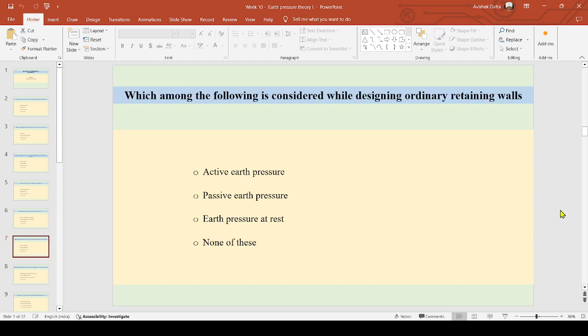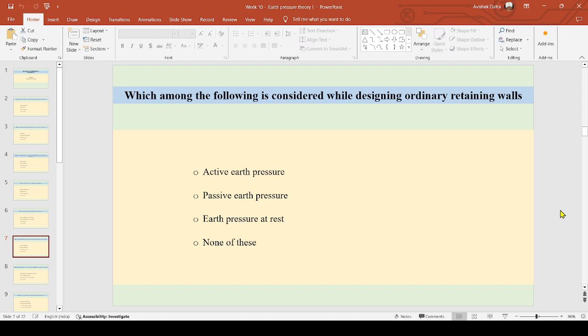Which among the following is considered while designing ordinary retaining walls? Your options are active earth pressure, passive earth pressure, at rest, or none of these.